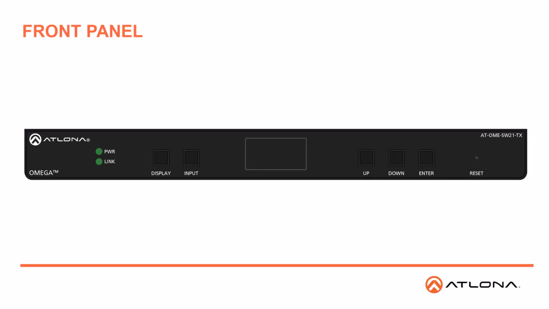environment. The SW21-TX has an LCD screen display that you can use to check the inputs, input status, and IP mode. The SW21-TX transmitter ships with DHCP enabled. Once connected to a network, the DHCP server, if available, will automatically assign an IP address to the unit. To wake up the screen and navigate the setting menu, use the up, down, or enter buttons.